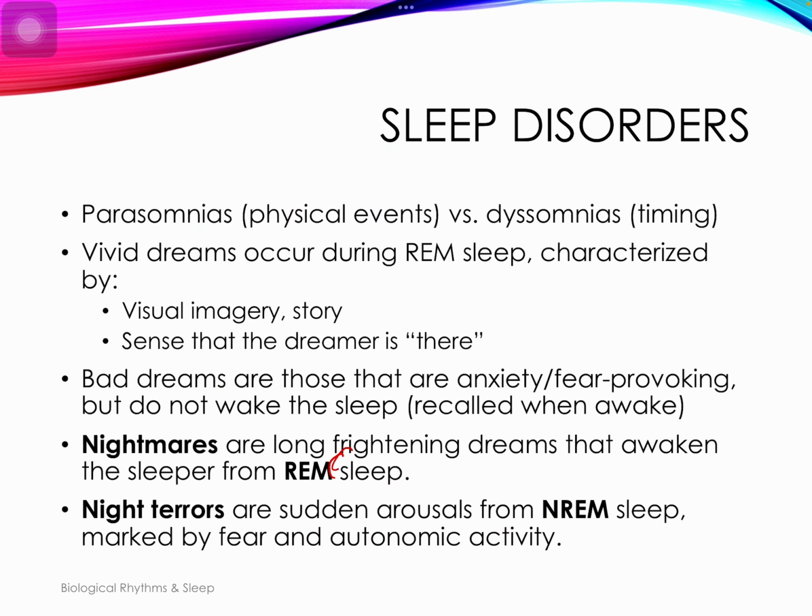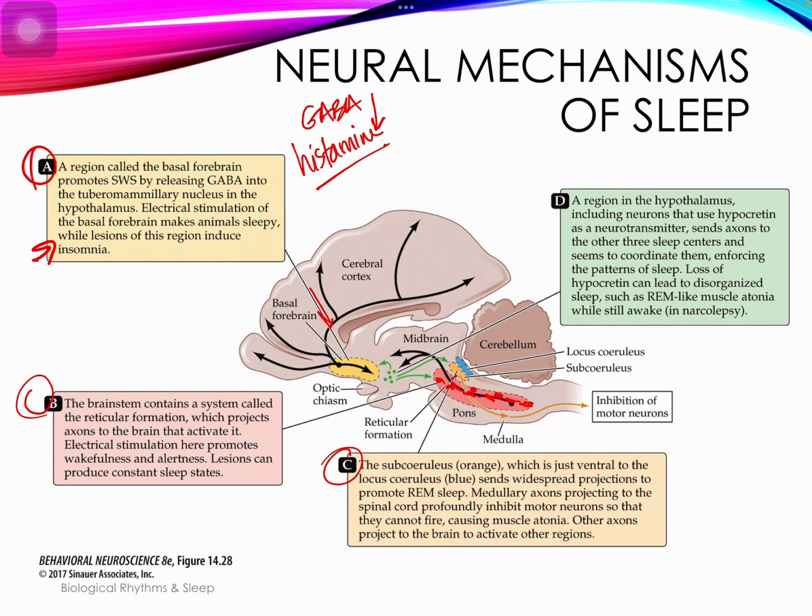Here we have, let's go backwards. Here, one more time. We have the subcoeruleus in orange here, and that's ventral to the locus coeruleus, which is in blue here. And that has widespread projections to promote REM. And if we sever this particular area or have some disconnection, then we're going to see that muscle paralysis not happening, and that person would then basically act their dreams out.